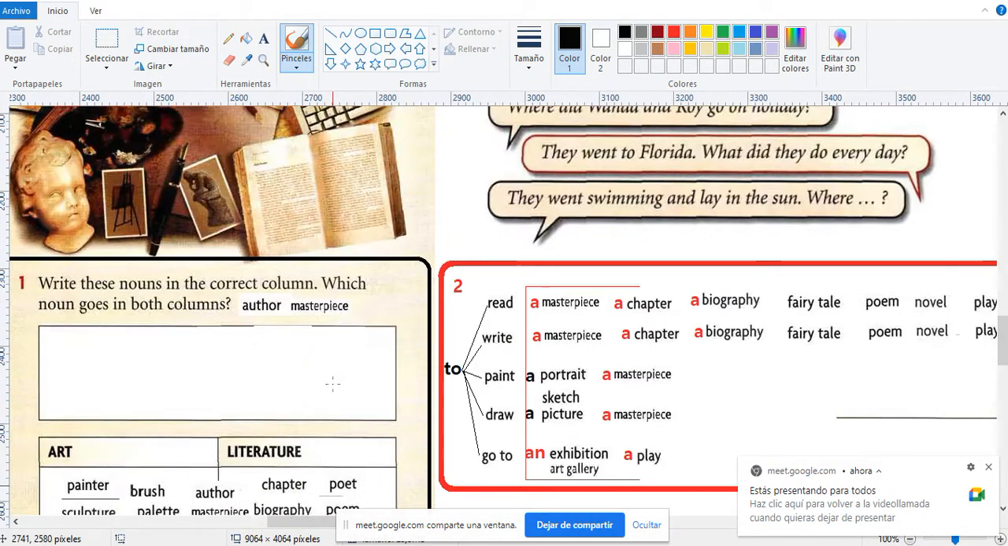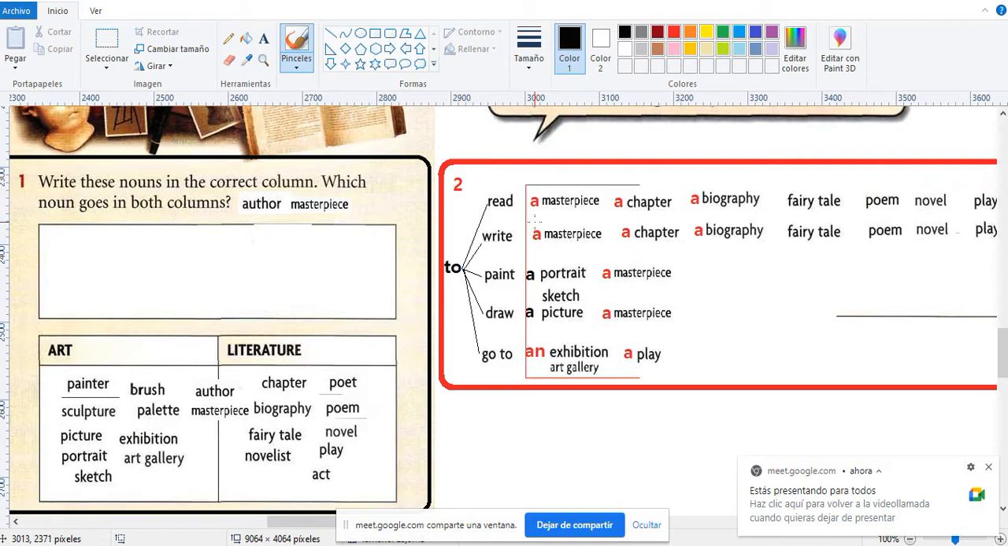activity of yesterday, which was to classify these nouns according to the verbs they are most likely to be written with. For example, you can write the word read with masterpiece, chapter, biography, fairy tale, all that. Write, paint, draw, go to.